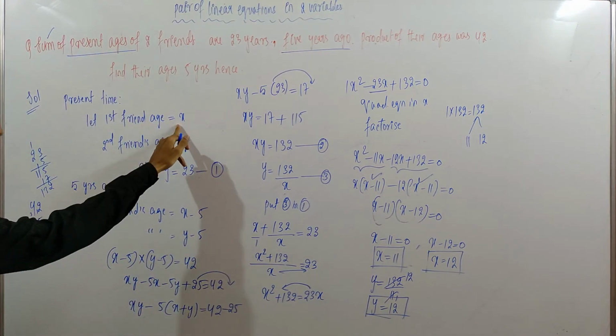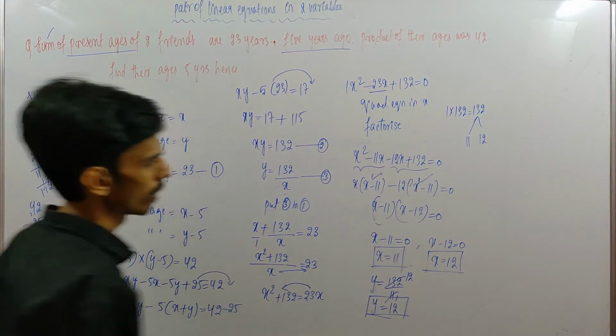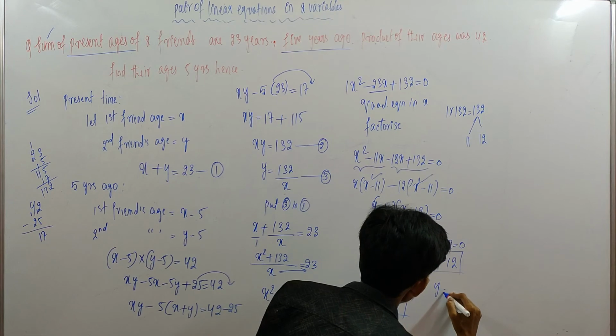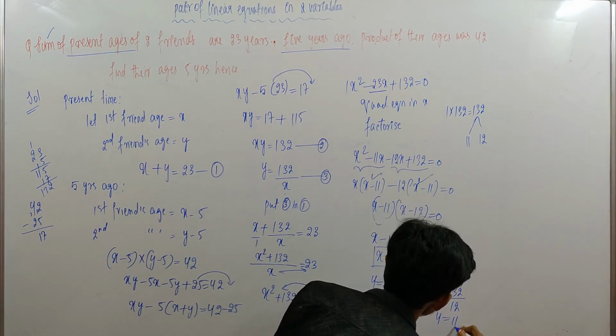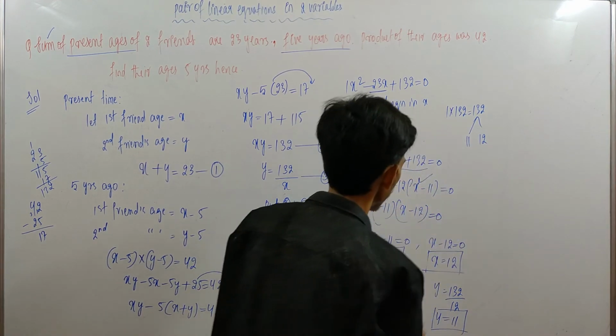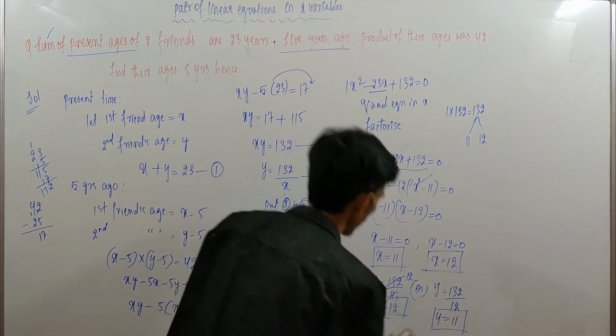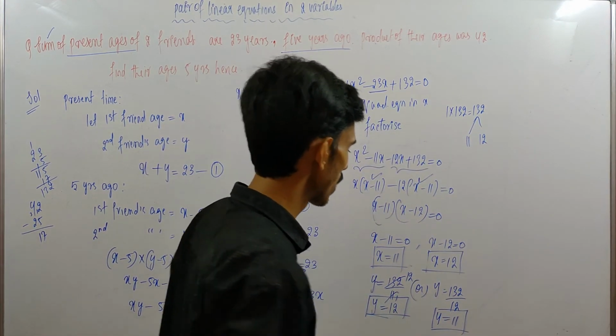First friend age will be 11 and second will be 12. Else y value will be 132 divided by 12. Y value will be 11. So either of this is possible. X value is 12, y value is 11.